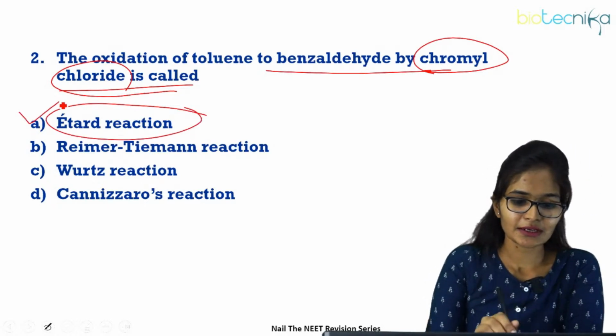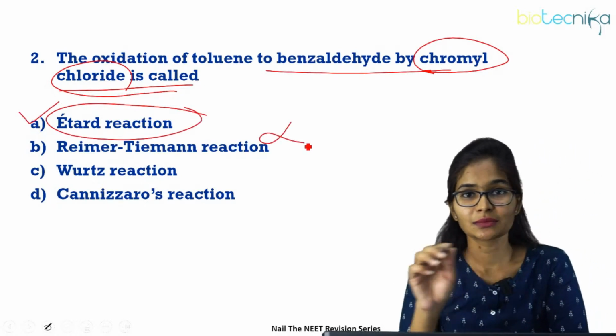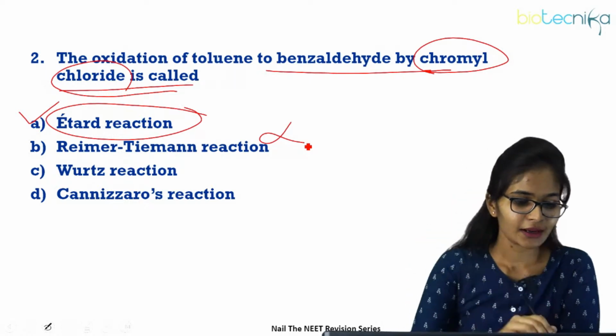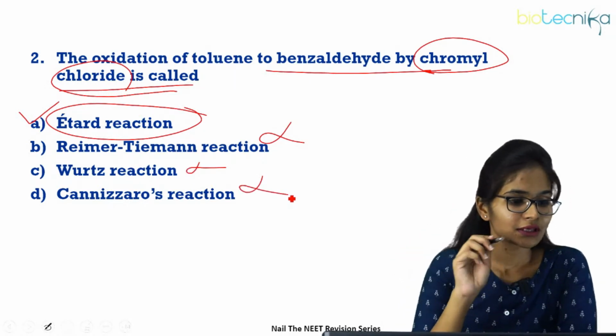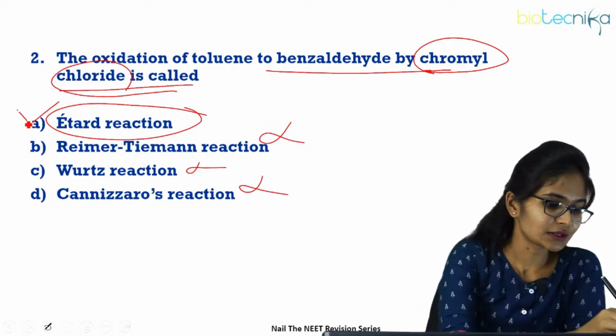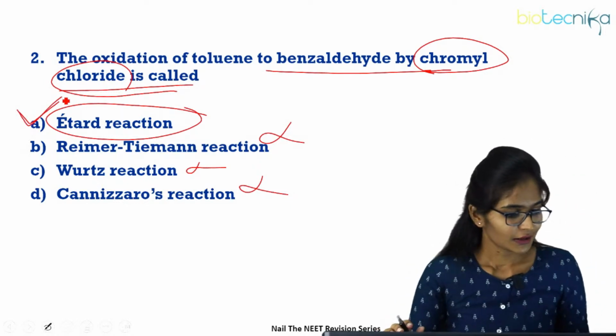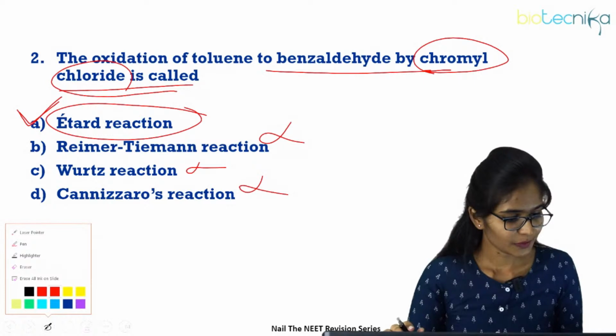And the Reimer-Tiemann reaction, which we have not discussed, will not give benzaldehyde, and neither will the Wood's reaction or the Cannizzaro reaction, right? So in the given options, option A is correct. Okay, now we'll move on with the preparation part.